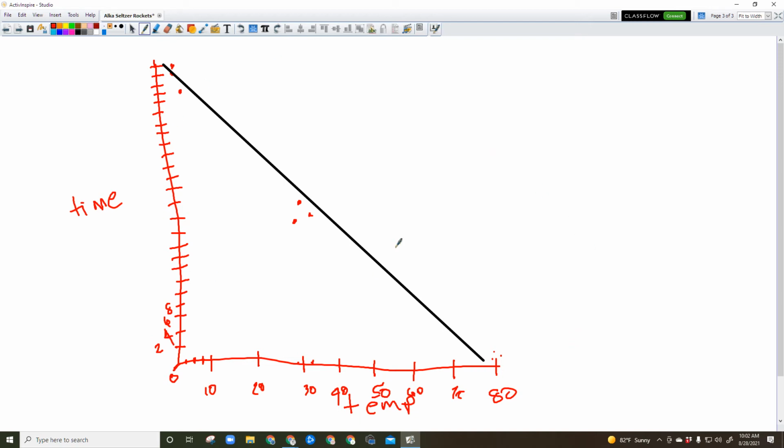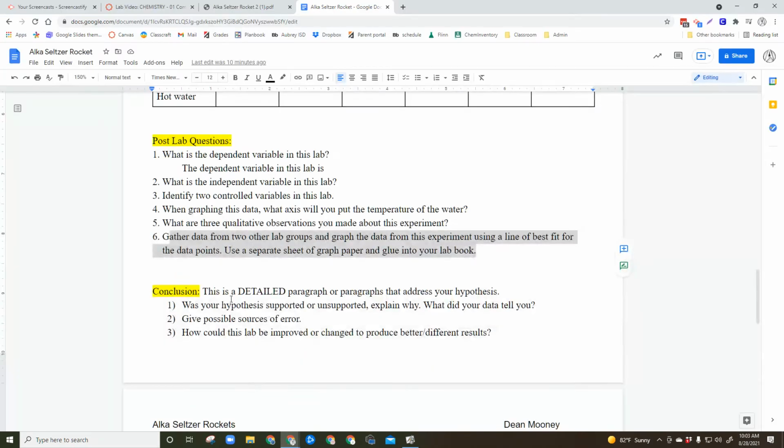So you want to snap a picture of that and insert it, or if you use a graphing program, you're going to take a screenshot of that and insert it into your lab write-up. And that's for question 6 here. So that's how you would answer question 6: inserting your data, inserting your graph.